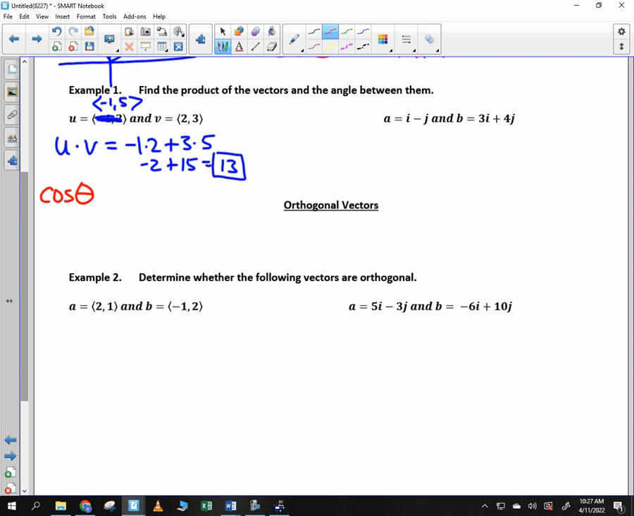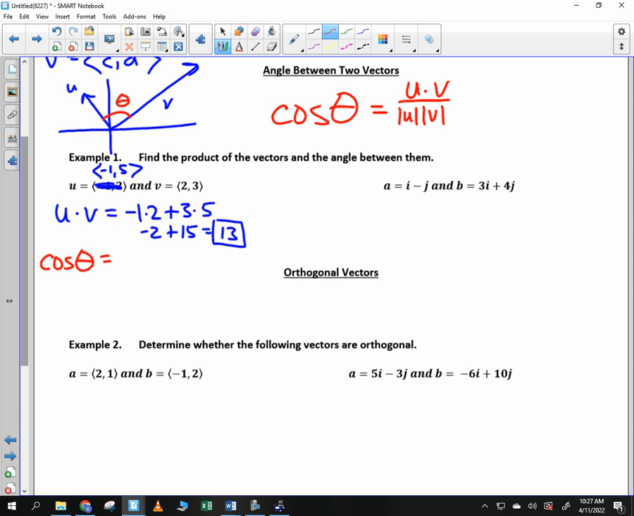Cosine of theta is equal to, and I just use this formula. On the top goes the dot product. Have we done the dot product already? Very good. 13 divided by, and on the bottom we have the magnitude of u and the magnitude of v. So let's look at the magnitude of u. What is the magnitude of negative 1, 5? I do the square root of a squared plus b squared. Anybody see it? Square root of 26.